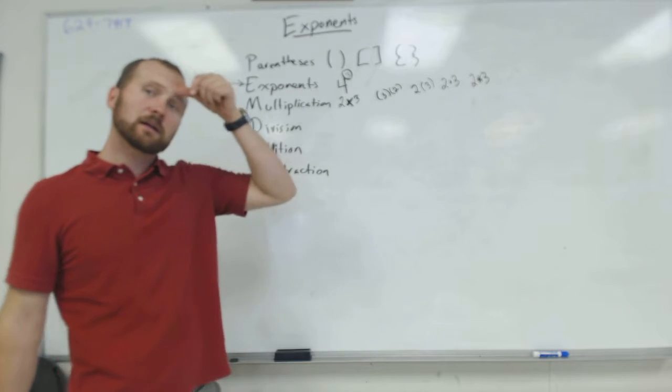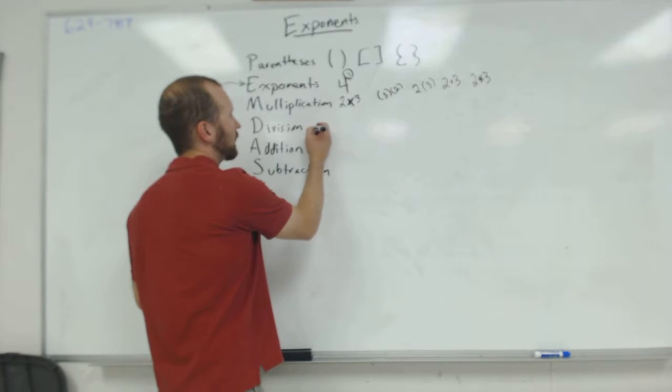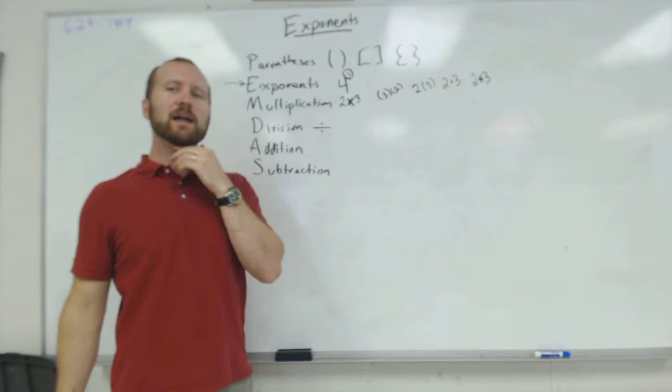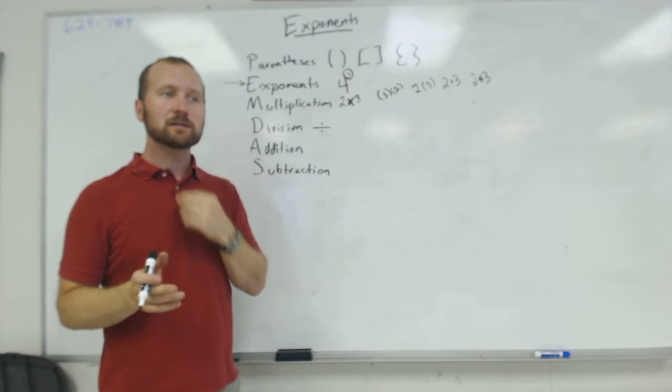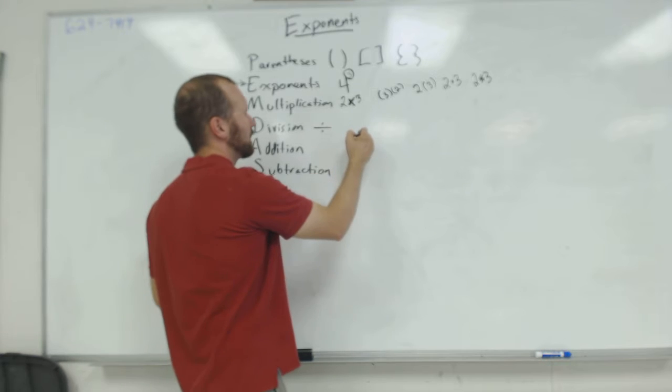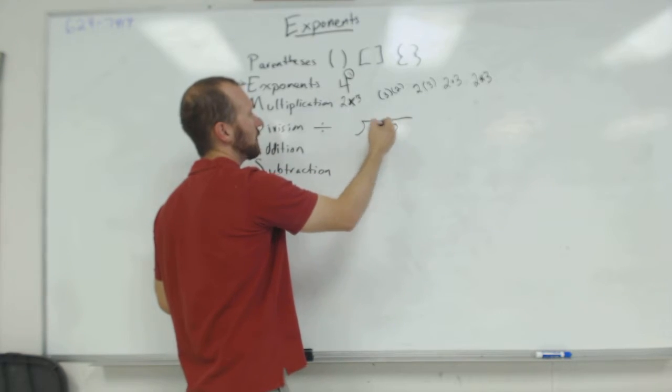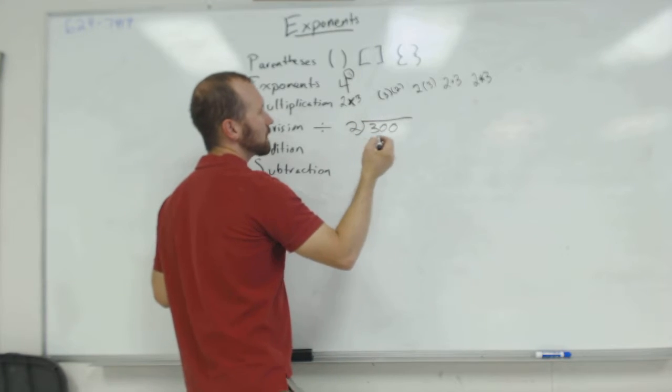What's division look like? Just the weird symbol, a subtraction sign with two dots. There are some other ways. There's the upside down long division symbol, like 300 divided by 2.